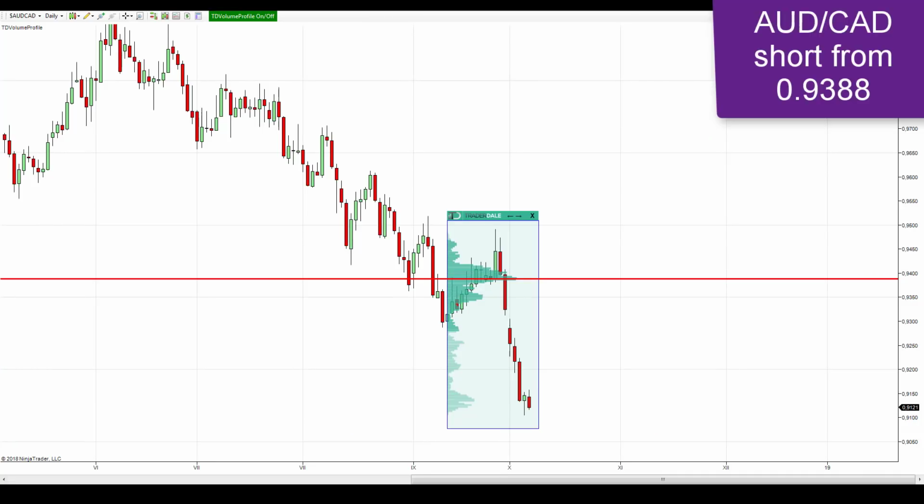Let's have a look at the swing levels, and let's start with Australian dollar, Canadian dollar. Before you can see a daily chart of the Australian dollar, Canadian dollar, and as you can see there is a pretty strong downtrend, and my level which I like to trade is right there. This is a short level, and it's based on volume accumulation setup.